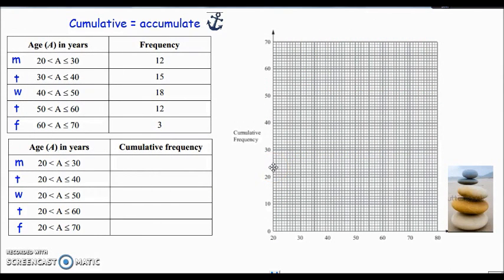Okay, so the next topic is cumulative frequency. And we are going to draw a cumulative frequency graph here. So we've got the frequency table, and it's filled out for us. And we've just got to fill out the cumulative frequency table. So I've got up here the anchor.